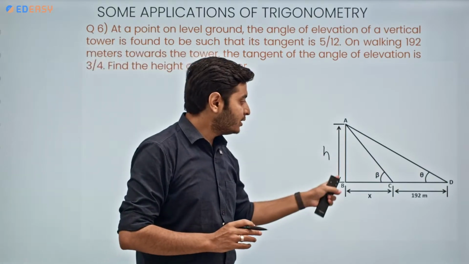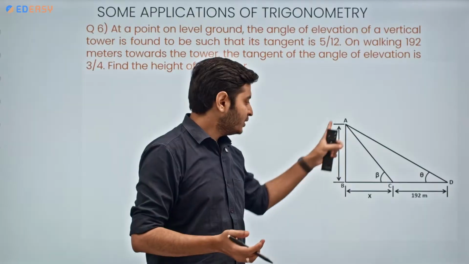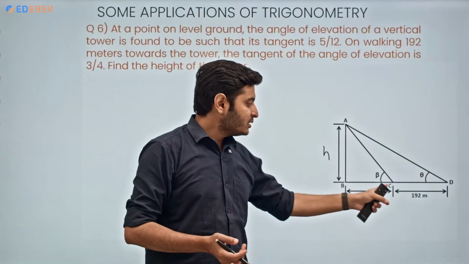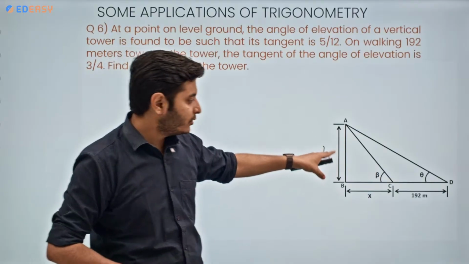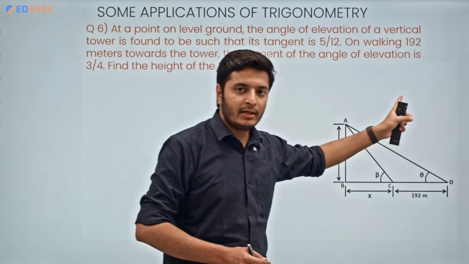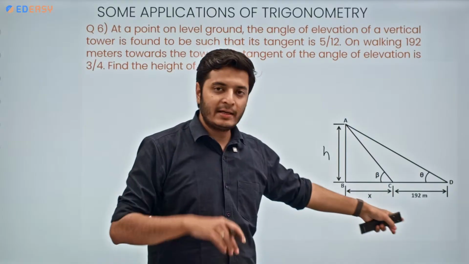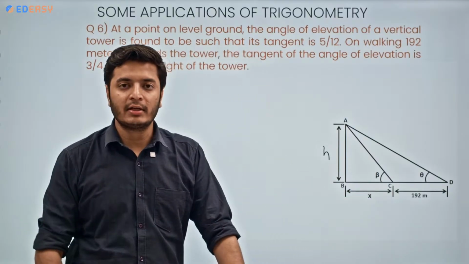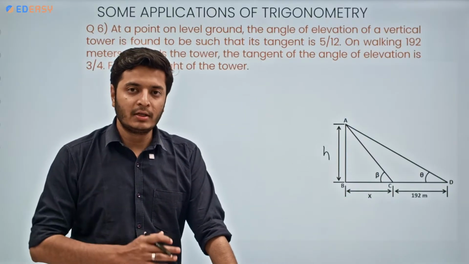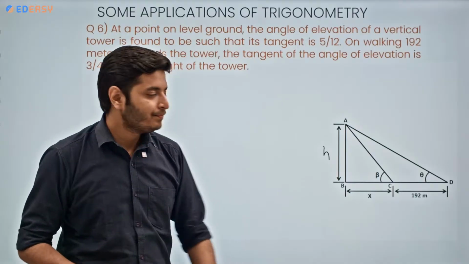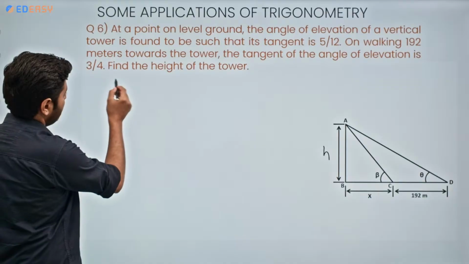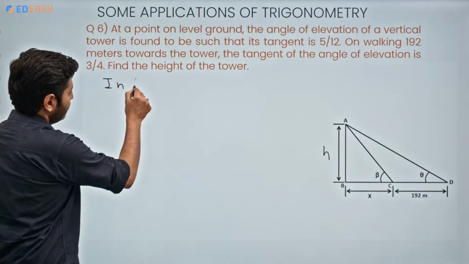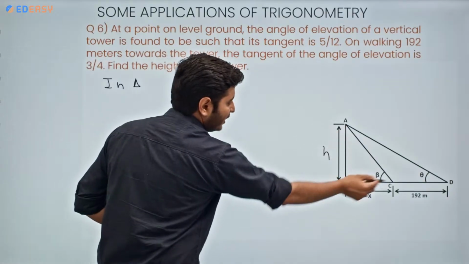You are going to explain what is what. AB is the tower, D is the first point from where the observer is looking, and the tangent is 5 by 12. Then C is the point where he is looking at the tower after coming 192 meters towards the tower. So after writing everything, you are going to write in the triangle, the first one ABD.